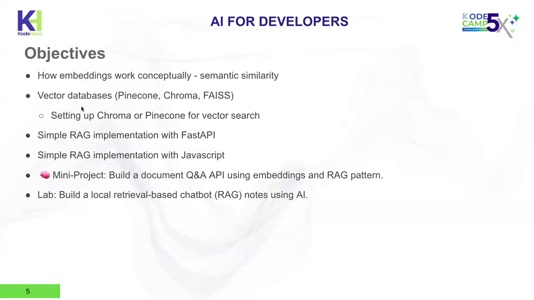So the objectives of this week: we will look at how embeddings work conceptually. We'll talk about what we call similarity and semantic similarity. Then we'll do a bit of visualization, just like we did visualization of prompt chaining, we'll do a bit of visualization of embeddings so that we get an intuitive feeling of how that works. Then we'll look at vector databases, right?